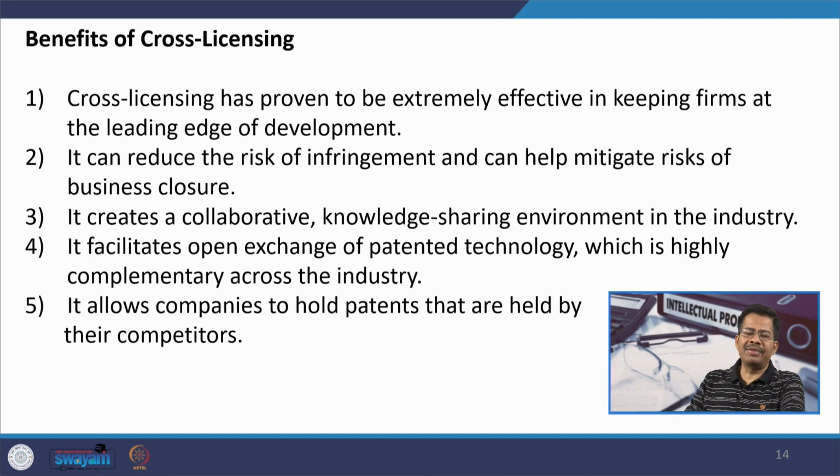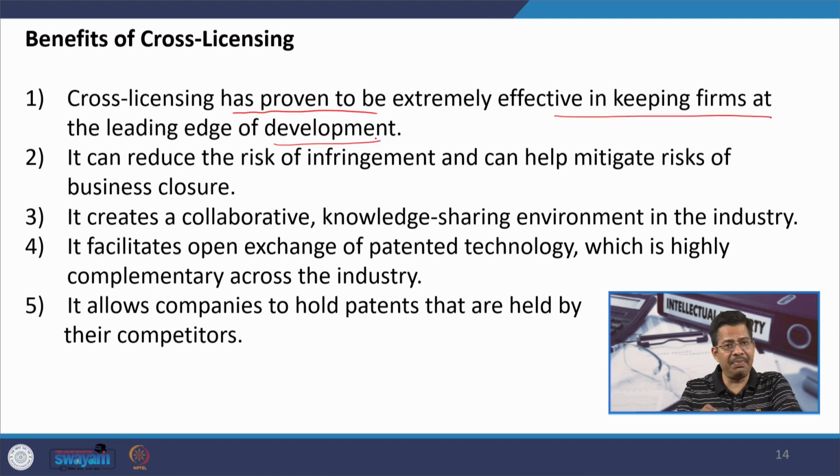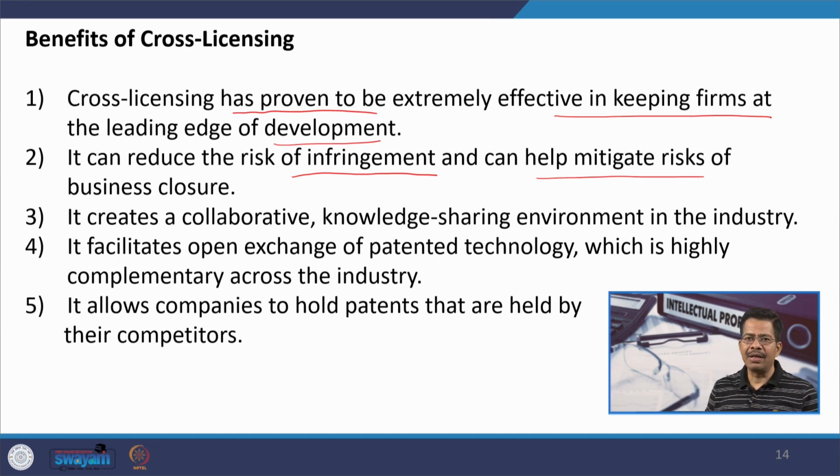Then another type of transactional strategy is cross licensing. Now, cross licensing means both parties are exchanging something. So, cross licensing is very effective in keeping firms at the leading edge of development. Only then the other party will come to me. It can reduce the risk of infringement and can help mitigate the risk of business closures because of the mutual interest. It creates a collaborative knowledge sharing environment in the industry, because you need my help, I need your help. So, therefore, a collaborative knowledge sharing environment is created in the industry.